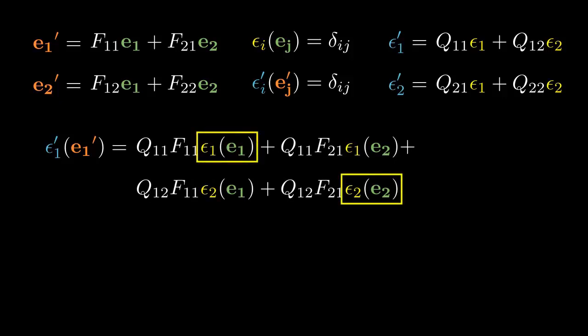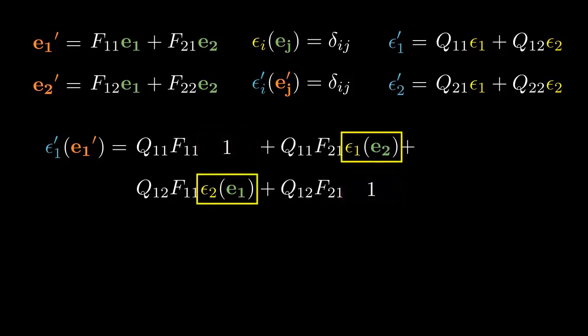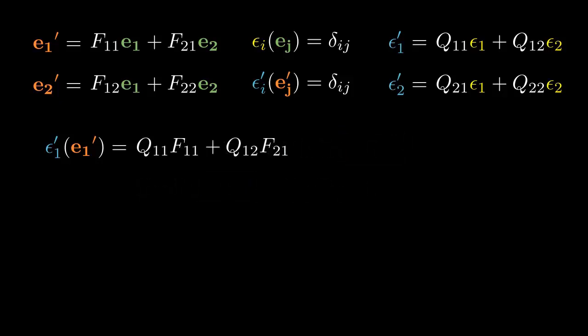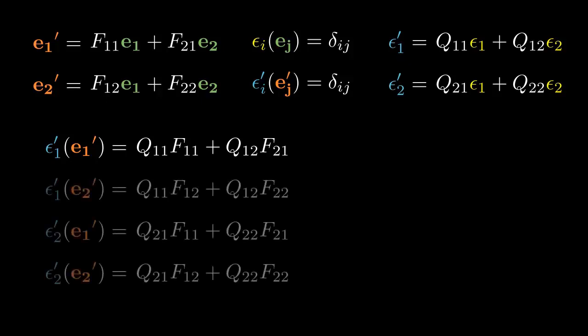Use the Kronecker delta condition. These are i is equal to j, so 1. These values are i is not equal to j, so 0. These zeros are a great property of a basis. You don't need to think about them, so the remaining terms are those. The same discussion applies to the rest of the cases.